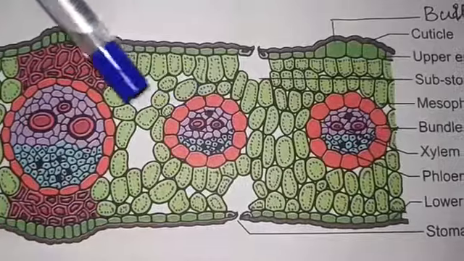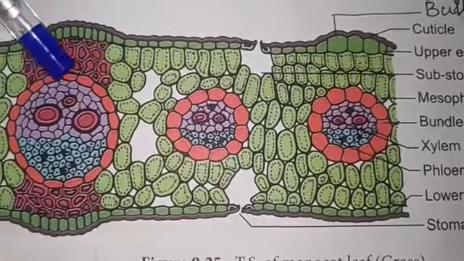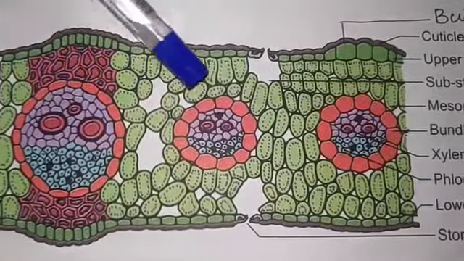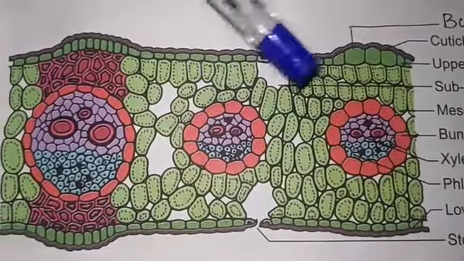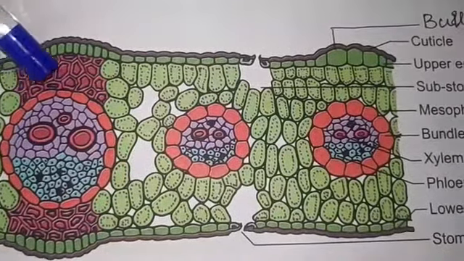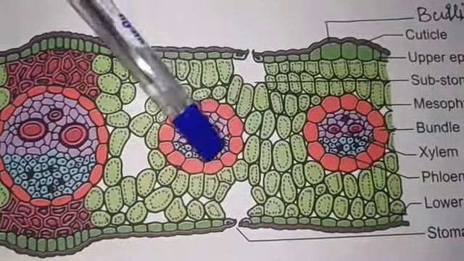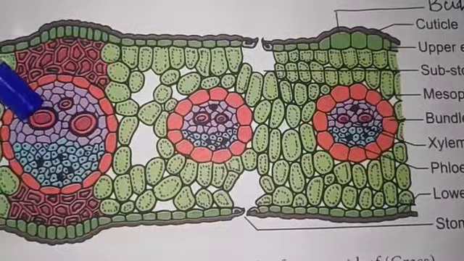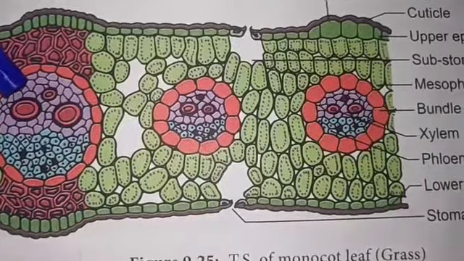The next, vascular tissues. The vascular bundles differ in size. Most of the vascular bundles are smaller in size. Larger bundles occur at regular intervals. So most of the vascular bundles are smaller in size, and only the larger bundles are present at regular intervals.